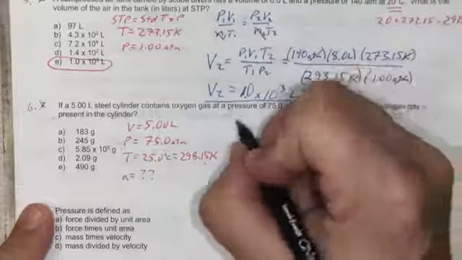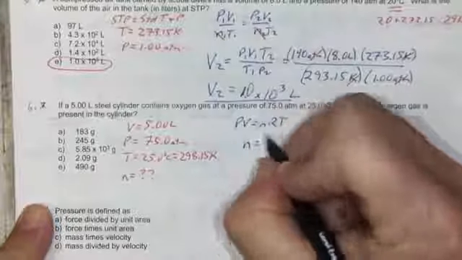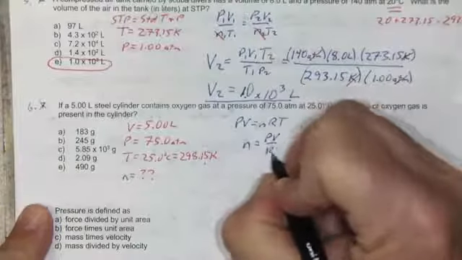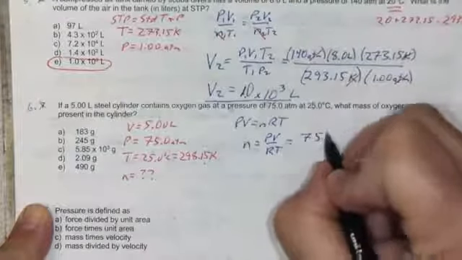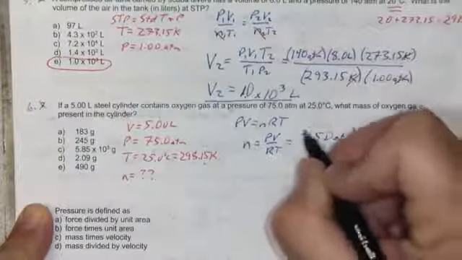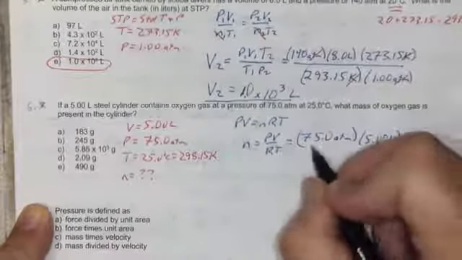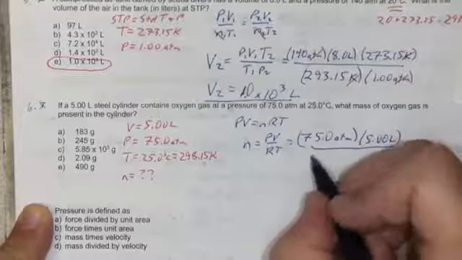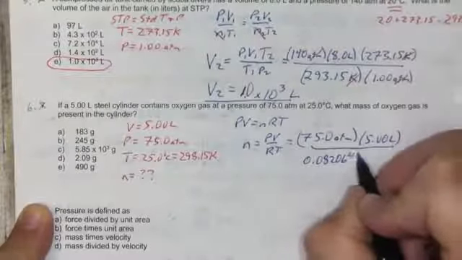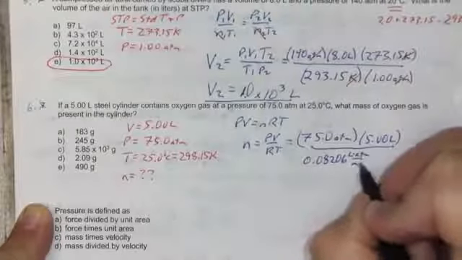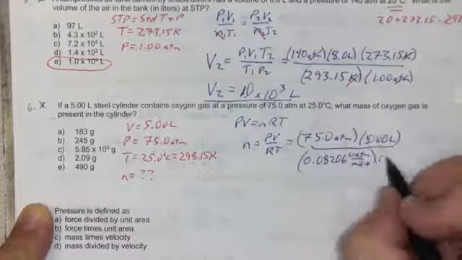So the ideal gas law says PV equals nRT. And I'm going to rearrange and solve for number of moles. It's PV over RT. Now I can plug the numbers in. The pressure is 75.0 atmospheres. The volume is 5 liters. Divided by R. The value of R will be given on the exam. It's 0.08206 liter atmospheres per mole per Kelvin. And divided by the temperature, 298.15 Kelvin.